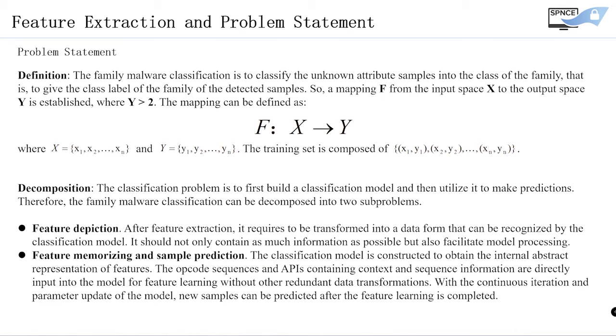Then we give a definition to the problem. The family malware classification is to classify the unknown attribute samples into the class of the family. That is, to give the class label of the family of the detected samples, and we decompose the definition into two parts: feature depiction and feature memorizing and sample prediction.